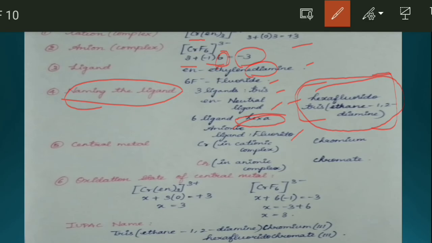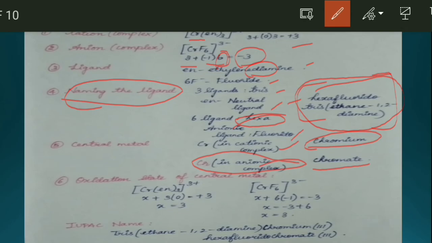So the central metal, we are going to name it based on whether it is a cationic complex or anionic complex. Chromium here is in a cationic complex. In a cationic complex, it is named as it is, chromium. But if it is in an anionic complex, it is named as chromate. This also I have said in the previous video, how to name cationic and anionic complexes. And then the oxidation state of the central metal. We have to calculate the oxidation state of the central metal for both complexes.